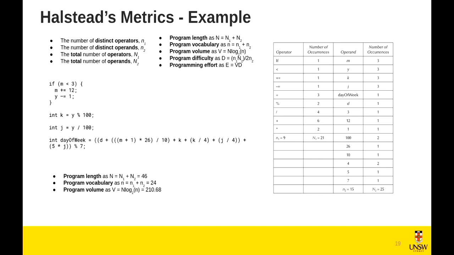And the program volume is calculated as 210.68. And then we have 7.50 as the program difficulty. And then we have the programming effort calculated as 1,580. So this is how we calculate Halstead's metrics.